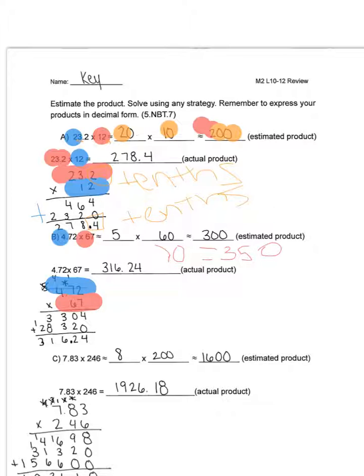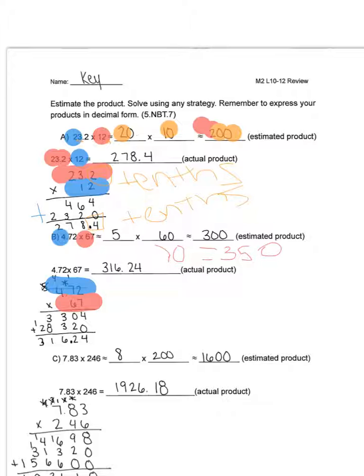7 times 4 is 28 plus the 5 is 33. 0 the hero. Go to the 6. Same exact. 6 times 2, 6 times 7, 6 times 4. And I got both of my partial products. I'm going to add them together.